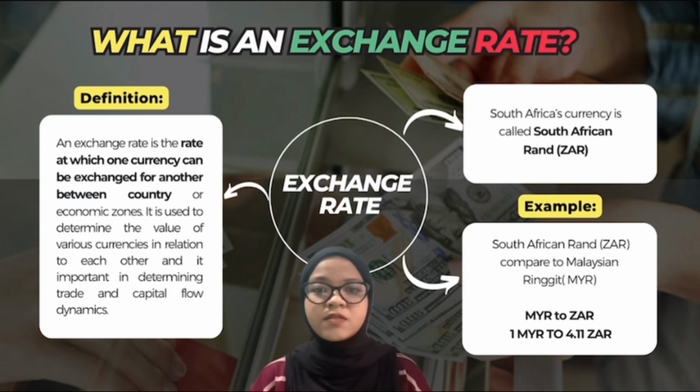We chose the country South Africa. South Africa's currency is called the South African Rand. Here is an example of exchange rate. Malaysia to South Africa, 1 Malaysian ringgit equals 4.11 ZAR.